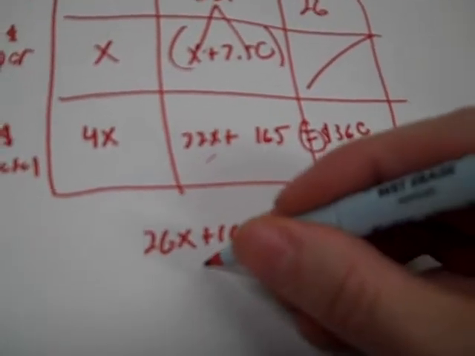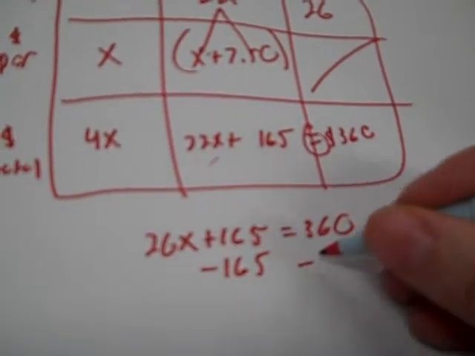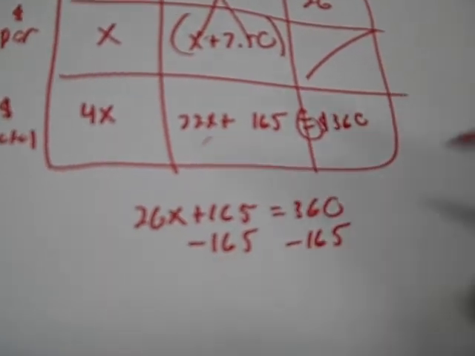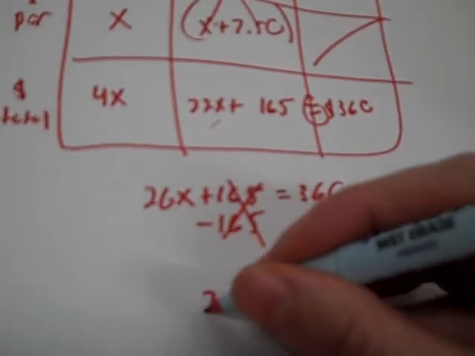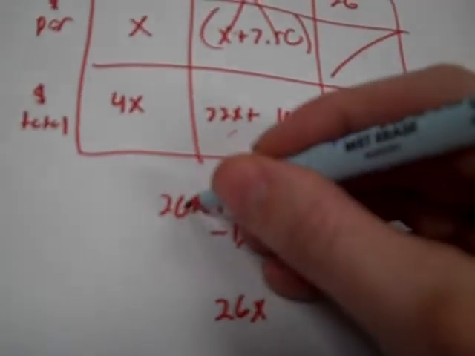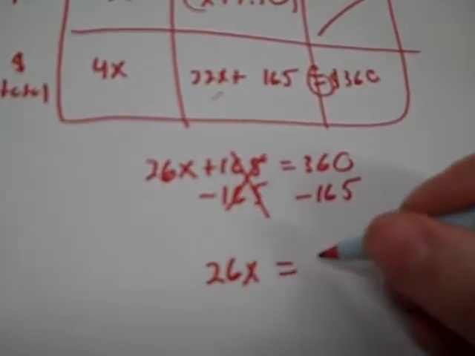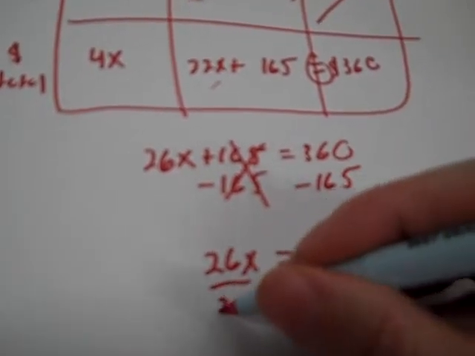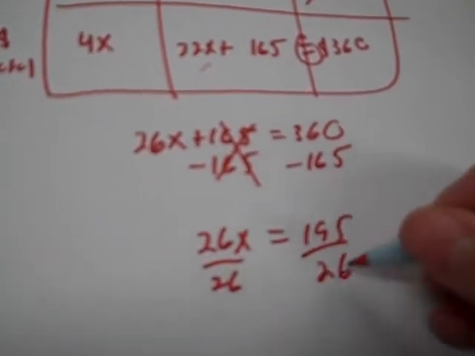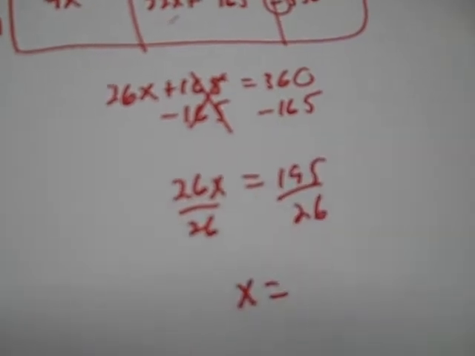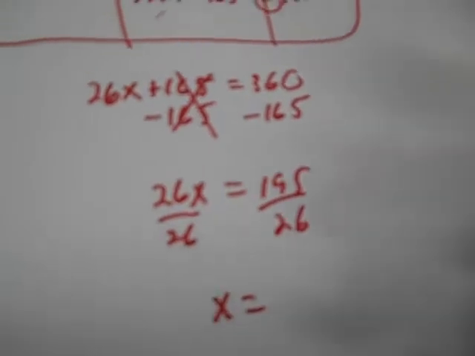Then you just get the x by itself. You minus 165. 360 minus 165 is 195. 26x equals 195 divided by 26. And I think that's 7.5. Okay, so here's my x. It's directly under small tubes, so the small tubes cost $7.50.